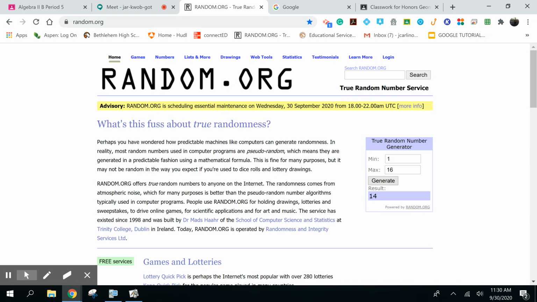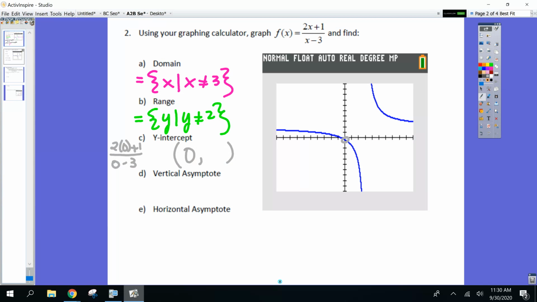What'd you get, Eliana? Negative 1/3. Yeah, there you go. That's the exact one there, negative 1/3. Okay? So you don't even need to look at the graph anymore. Just plug in 0 for x to find the Y-intercept. All right, this should go quick now.